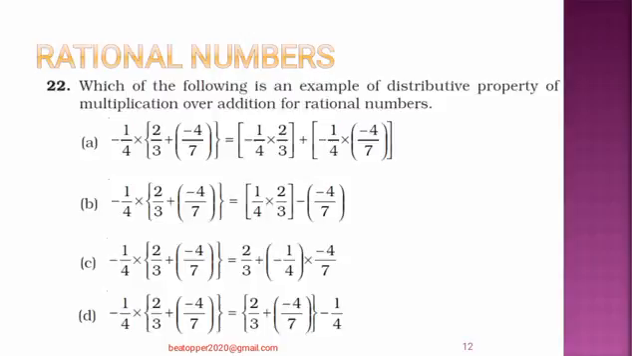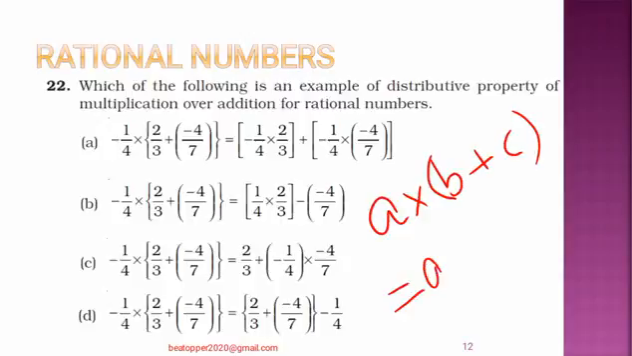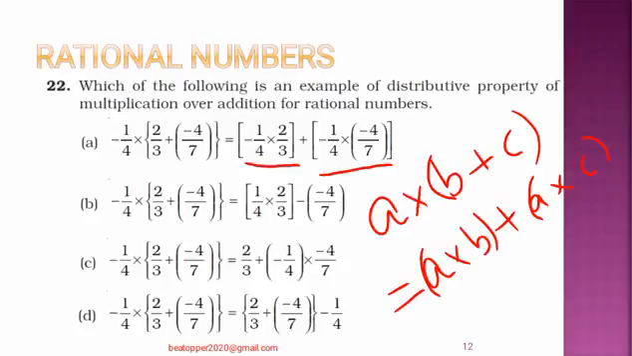Next question, which of the following is an example of distributive property of multiplication over addition for rational numbers? What is the distributive property? A into B plus C is equal to A into B plus A into C. Okay, this is the distributive property. And here the first one is minus 1 by 4 into 2 by 3 plus minus 4 by 7 is equal to minus 1 by 4 into 2 by 3 plus minus 1 by 4 into minus 4 by 7. So it satisfies the distributive property. So the answer is A itself.